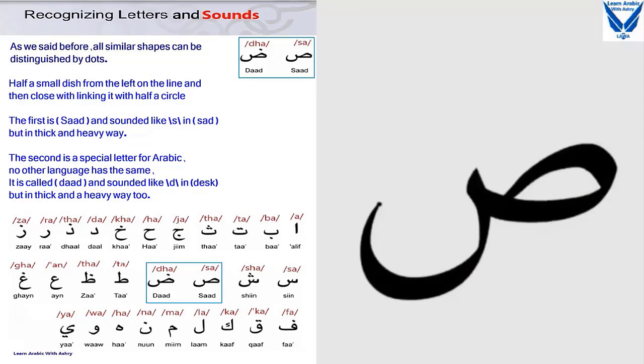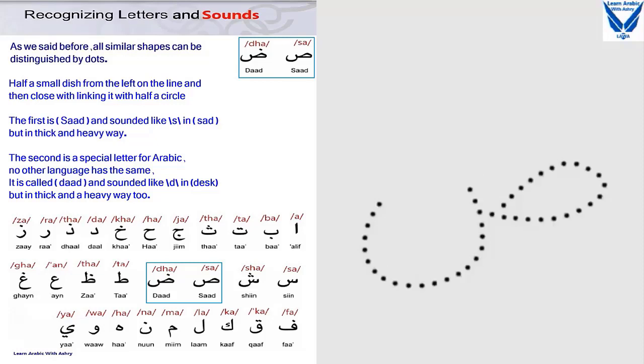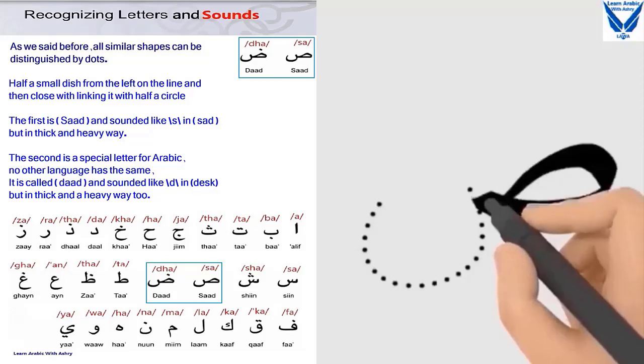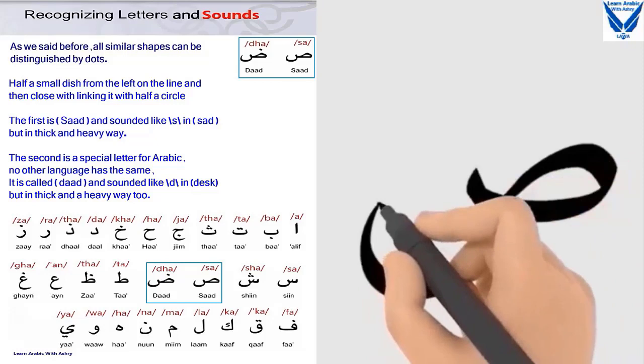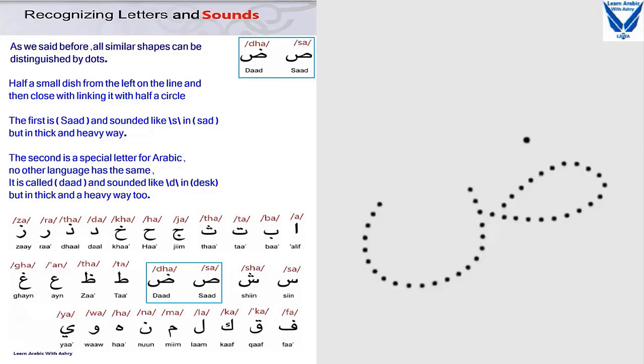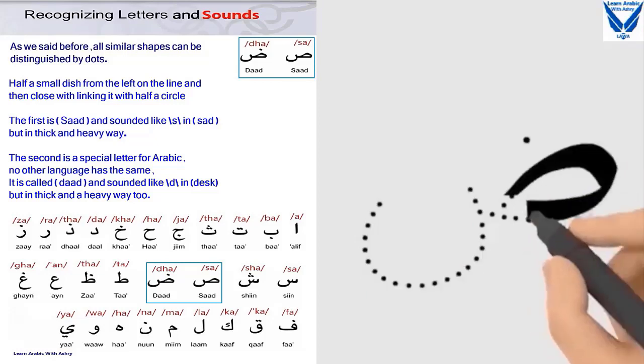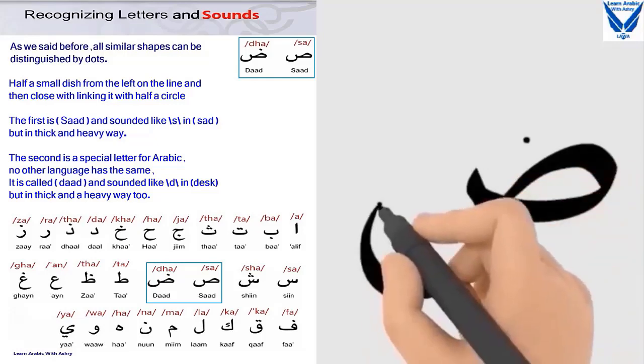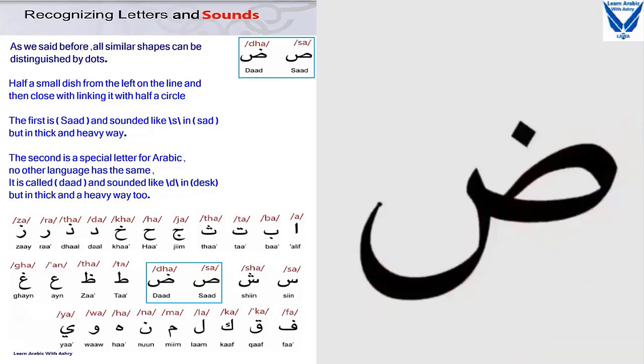This family is written as half a small dash from the left on the line and then close with linking it with half a circle. The first is Sad and sounded like S in sad, but in a thick and heavy way. The second is a special letter for Arabic. No other language has the same. It is called Dad, like Da in disk, but heavy and thick.